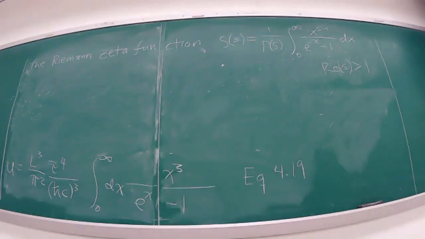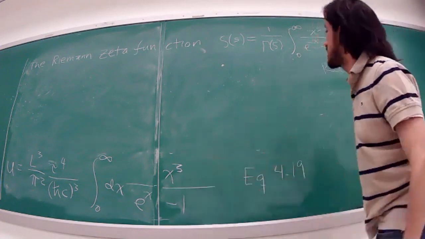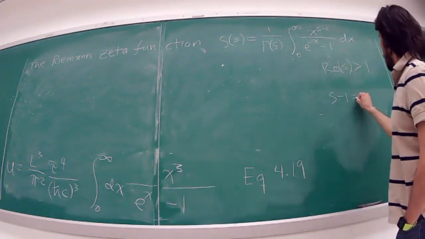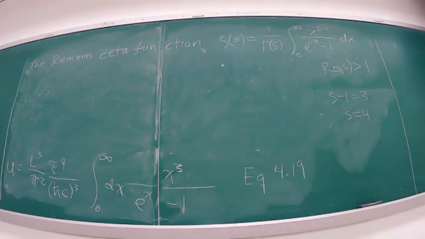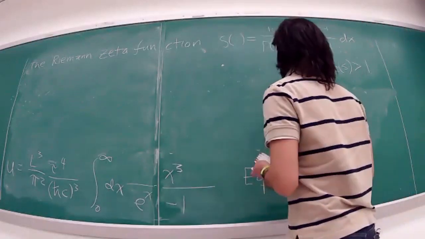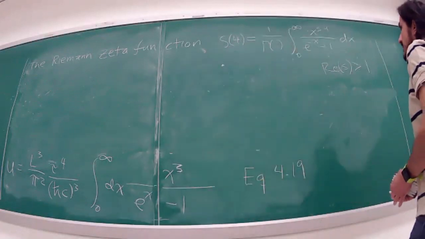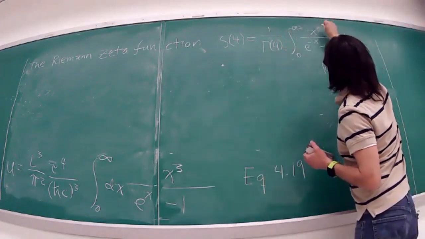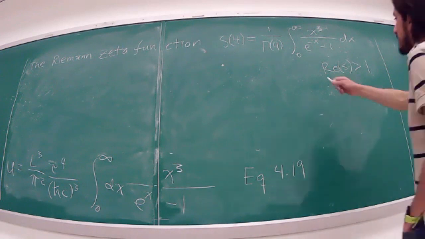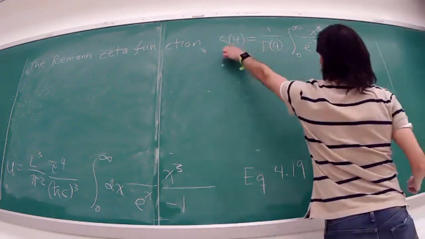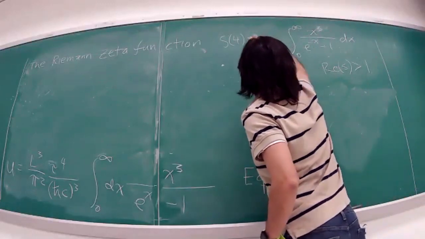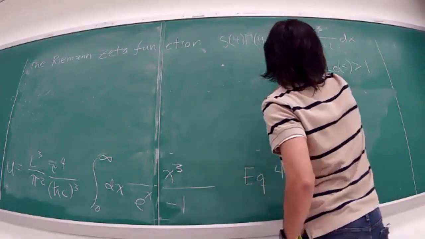Okay, so based on that, this part over here is what we have over here. So S minus 1, this one is equal to 3, so S is equal to 4. So we can put 4 over here. The zeta function of 4 is this. Okay, so then we're pretty close. This is the gamma function. So if we move the gamma function onto this side, it's going to be zeta function times gamma function equals that.